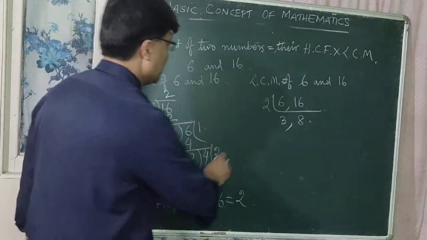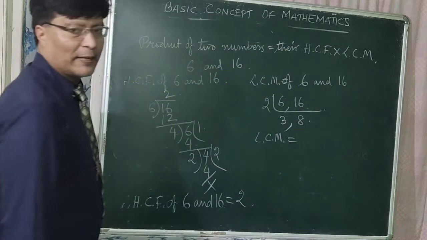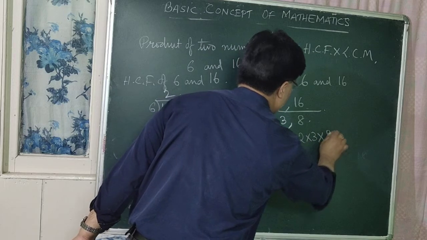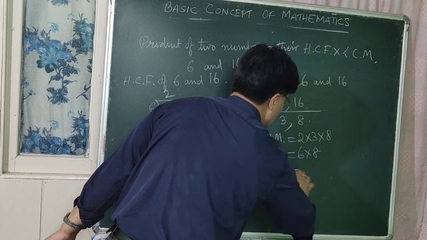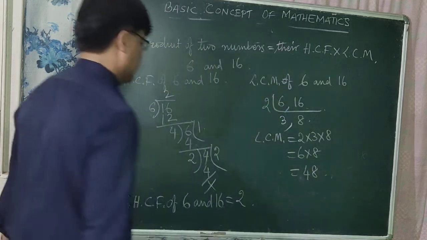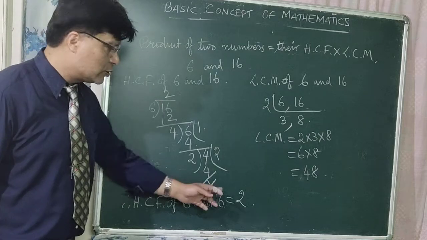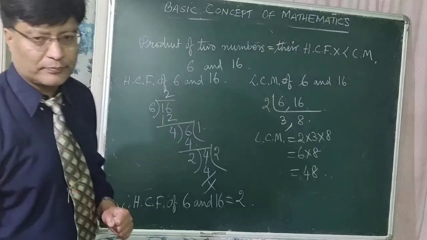Okay, so what is the LCM now? LCM is equal to the product of all the factors: 2 into 3 into 8, which is equal to 3 2s are 6 into 8. So 6 8s are 48. So we have got the HCF as 2 and we have got the LCM as 48.